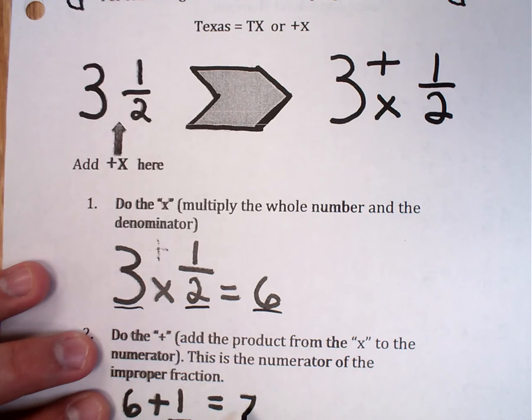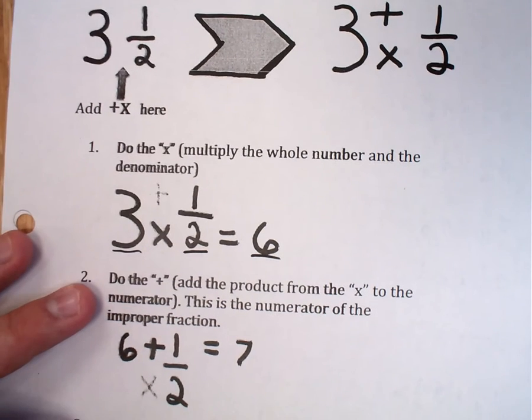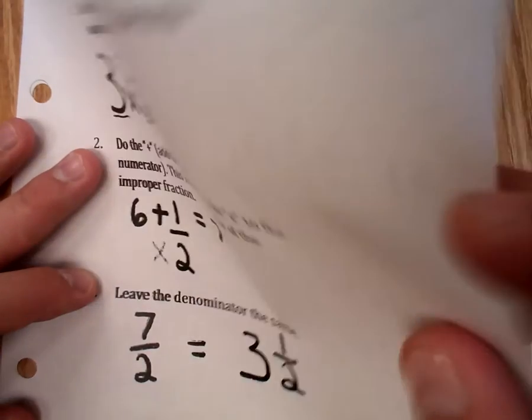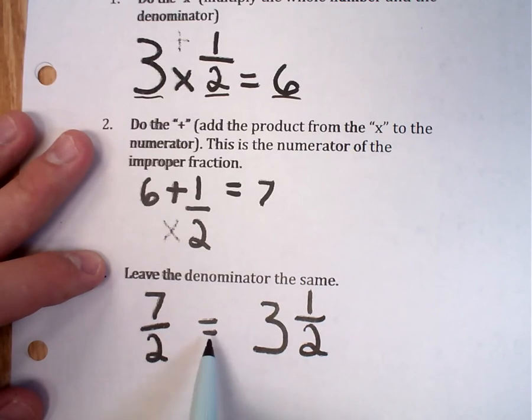6 plus 1, 7. Leave the denominator the same, so that would give you 7 over 2. 7 over 2 is the same as saying 3 1/2. 7 over 2 equals 3 1/2. Let's go ahead and turn over and try a couple examples.